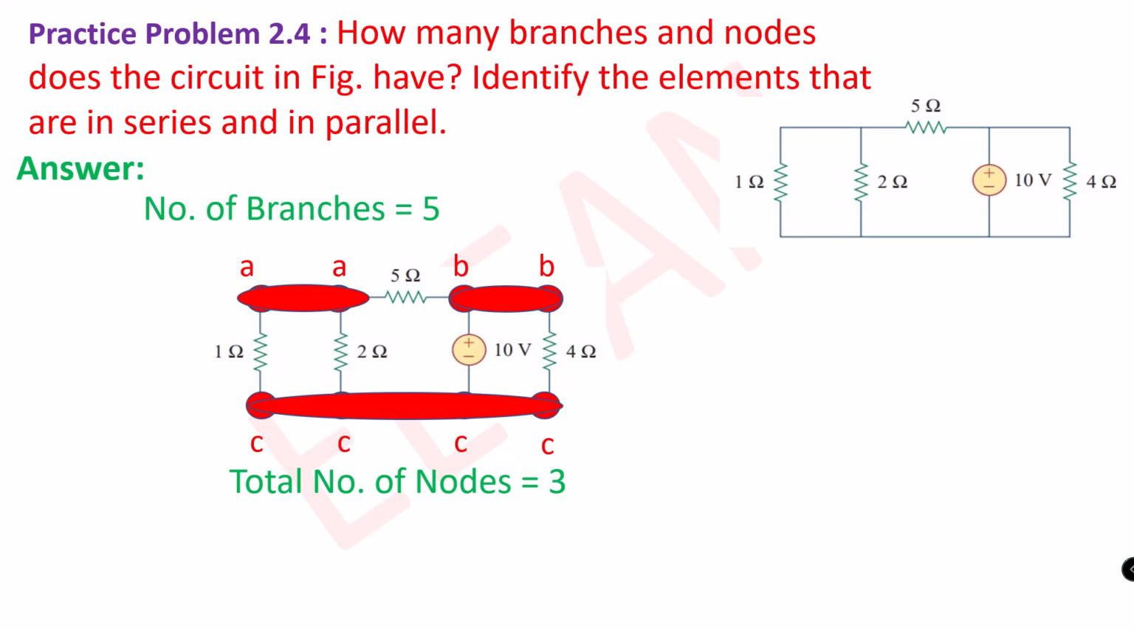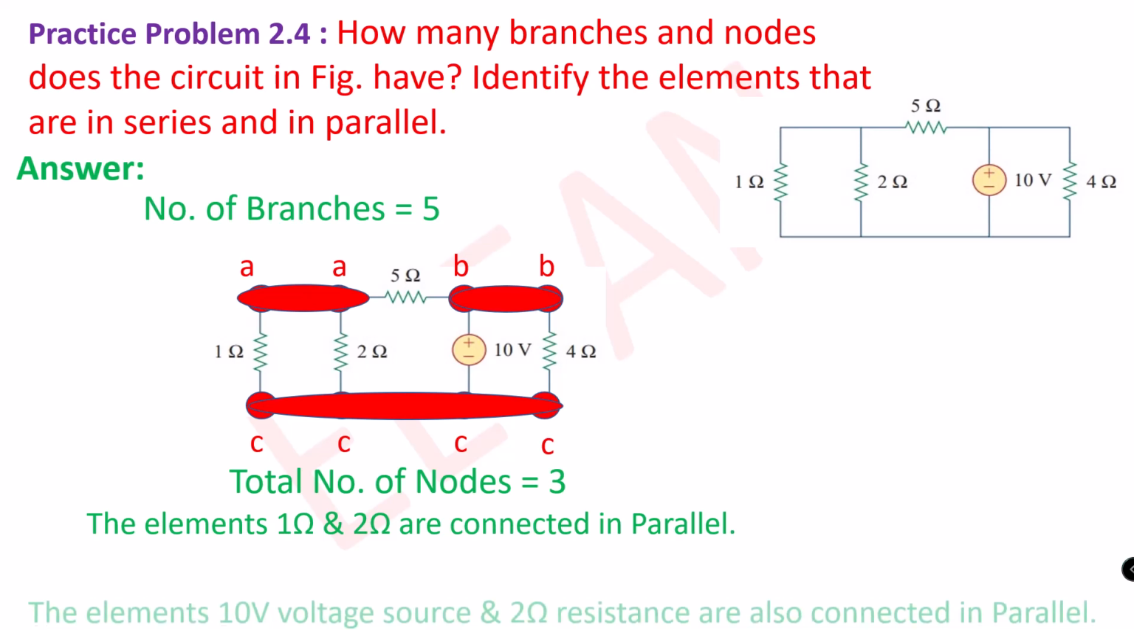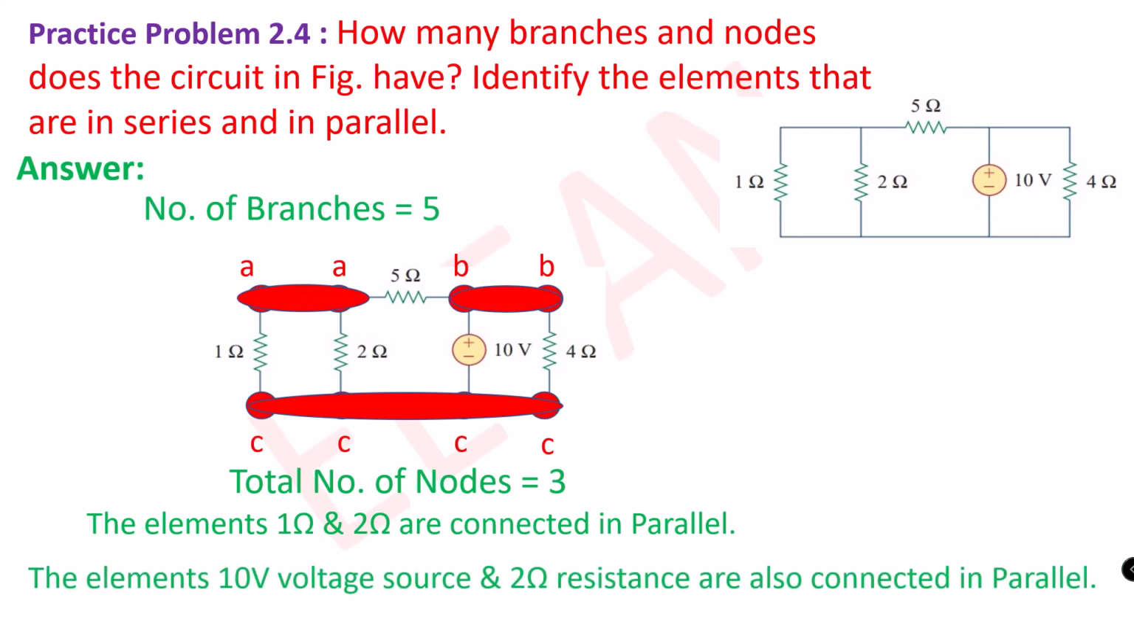Similarly, the 10 volt source and 4 ohm resistance are also connected in parallel because one terminal of these two elements is connected to node B and the other terminal of these two elements is connected to node C.